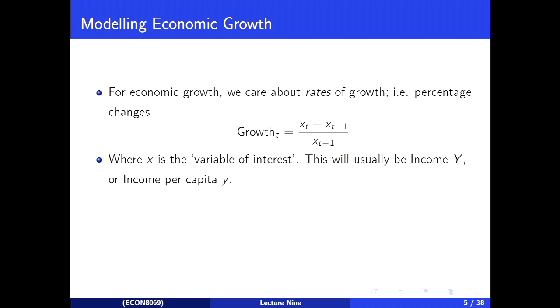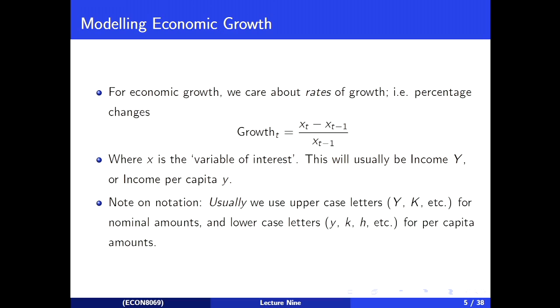X is the variable of interest. Our variable of interest will usually be income or income per capita. Really, it will mostly be income per capita. Sometimes something like capital per capita might be of interest as well, but we'll see how we go.